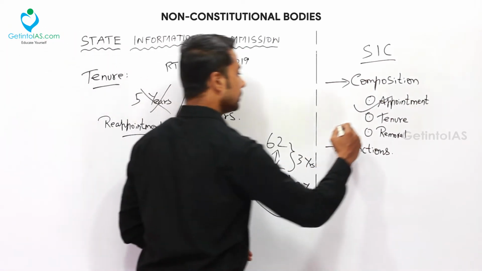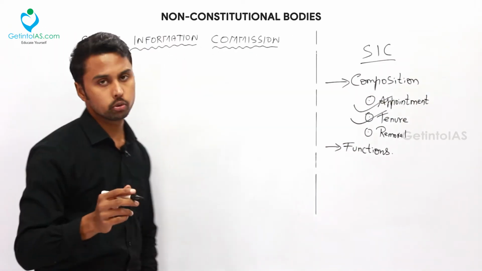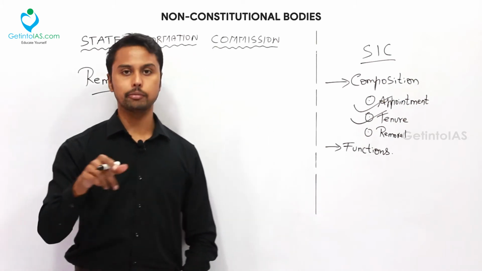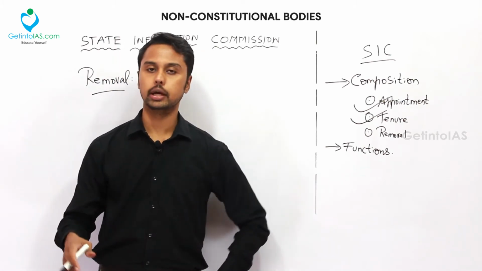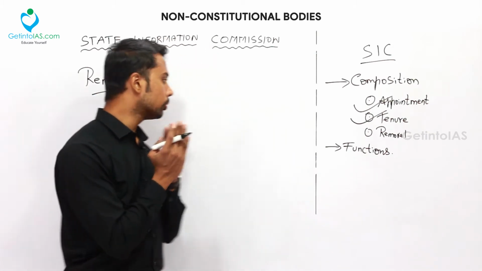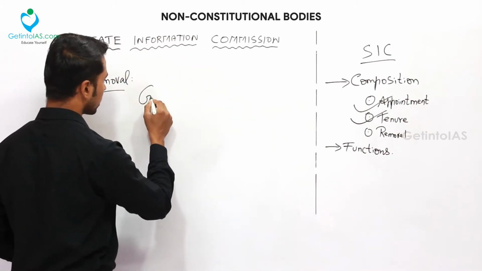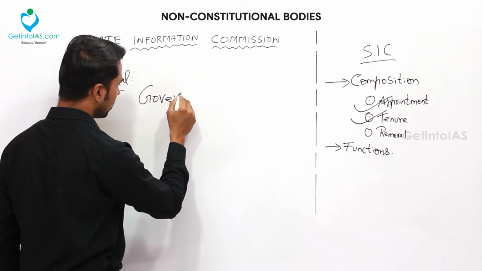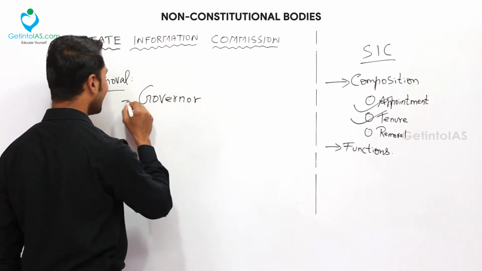Next, about the removal. So now about the removal of both your State Chief Information Commissioner and State Information Commissioner. This removal is done by the governor. Okay, removal is also by the governor. This is a very important point. Here is where you should compare and study.